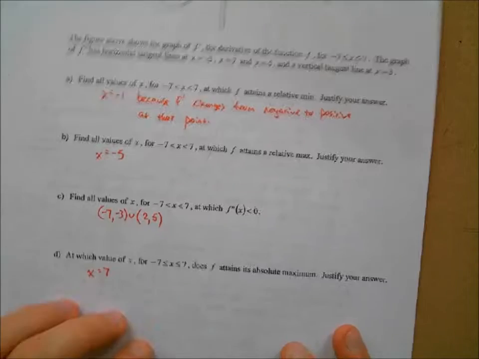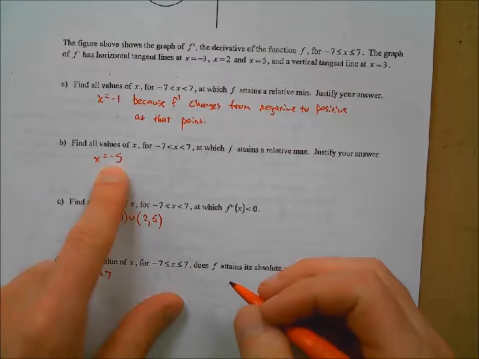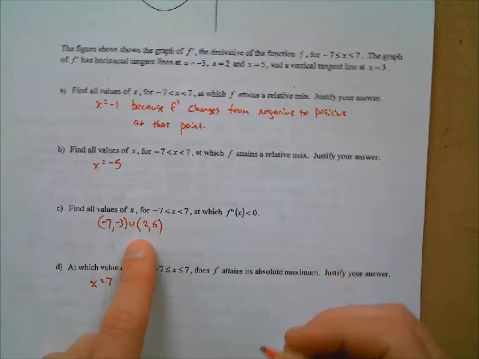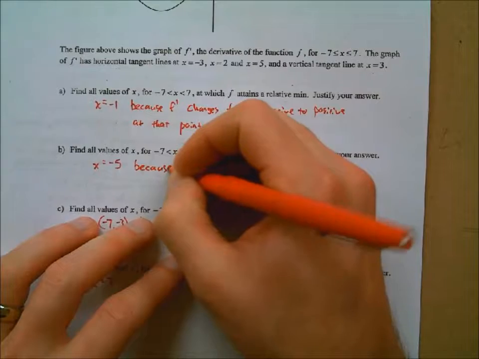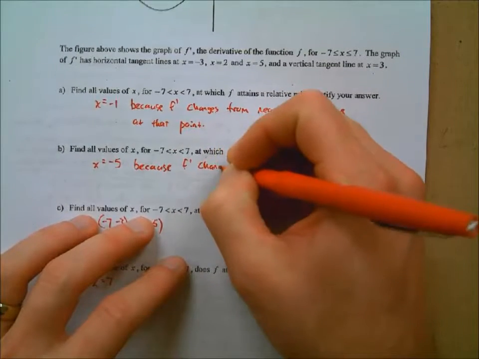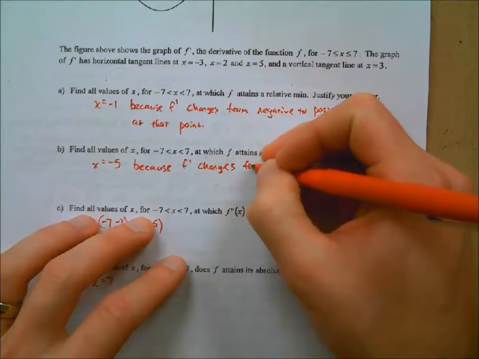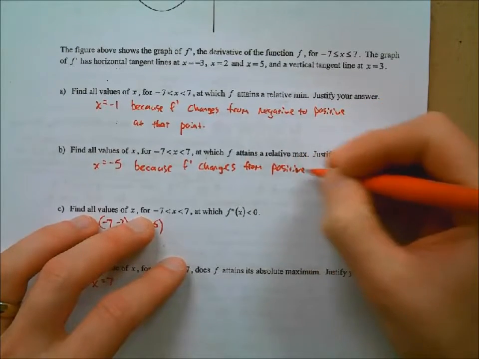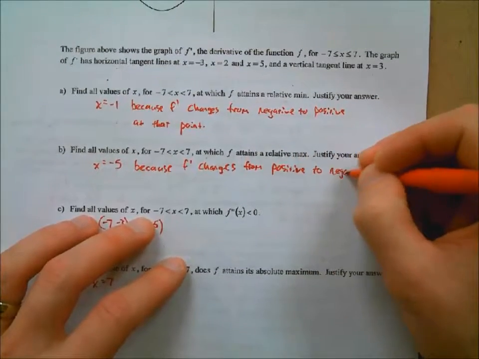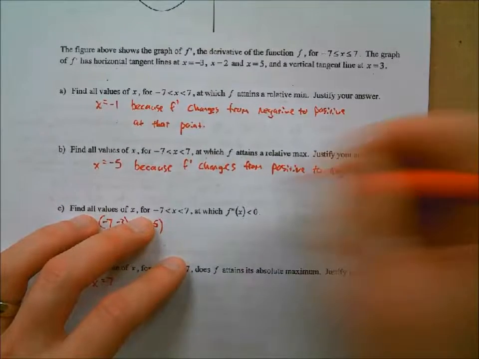All right. x equals -5. Why is that a relative max? Because f prime what? Yep. f prime changes from positive to negative at that point.